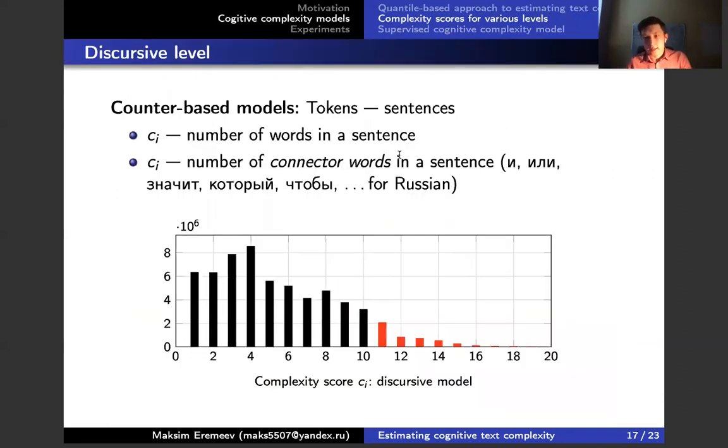Okay, so last but not least, the level is discursive. Here tokens are sentences as well, but on this level we estimate the clearness and coherence of the text, whether it is tough to comprehend. Only counter-based models are examined. As for complexity scores, it can be the length of the sentence or the number of special connector words in it, for example, и, или, который, чтобы for Russian. There are about 150 of them for the Russian language. The graph on the slide corresponds to this connector words model. Again, the counter-based model, so there is only one distribution.